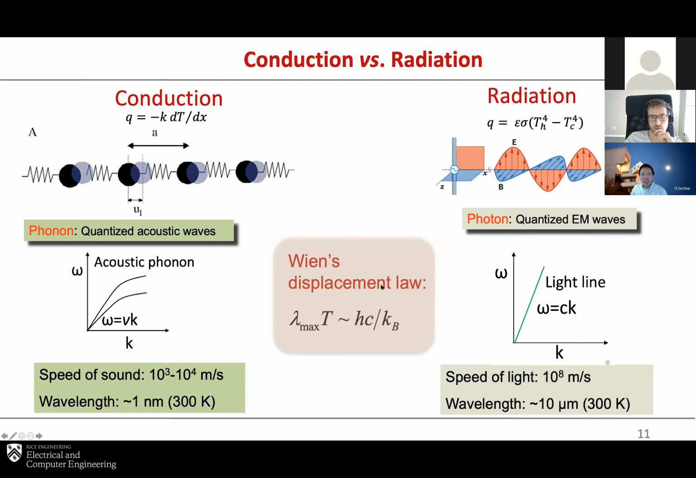So there's a well-known Wien's displacement law that relates the wavelength for the maximum emission for both photon and phonon to the temperature and the wave propagation speed c, which could be the speed of sound or the speed of light. And that would dictate that the dominant wavelength for phonon is on the order of nanometers, while for photon it is on the order of 10 microns at room temperature. So these are two important features for both conduction and radiation. They have very different wavelengths, and they have very different speeds of propagation.